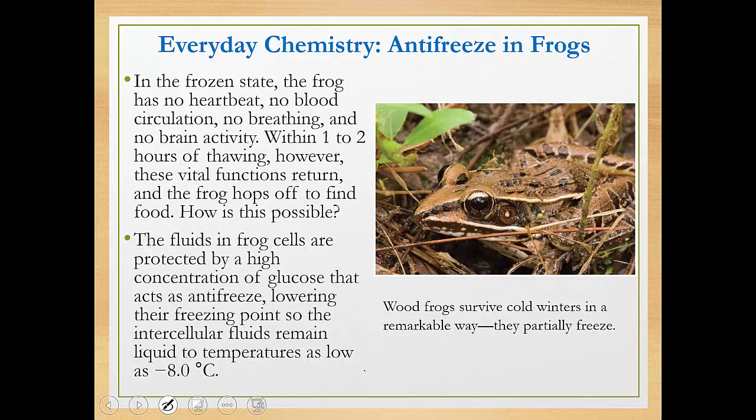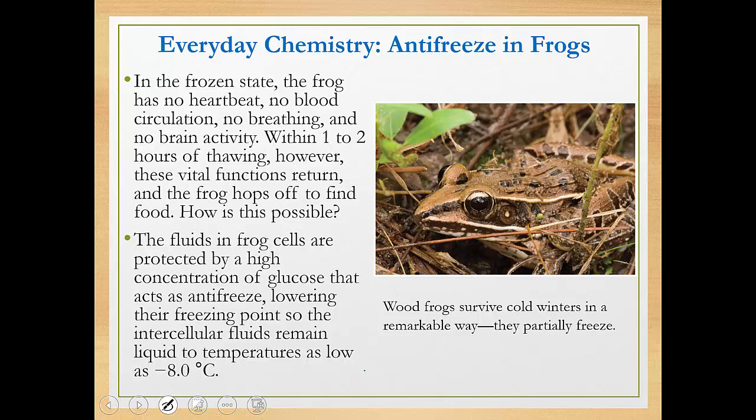Well, what happens is in the winter, they become frozen, and in the frozen state, a frog has no heartbeat, no blood circulation, no breathing, no brain activity. For all intents and purposes, it looks like they're dead, but you thaw them out, get them warm enough, within 1 to 2 hours, all these vital functions return, the frog hops off like nothing ever happened. So what's going on there? Why are they not freezing to death like other animals?